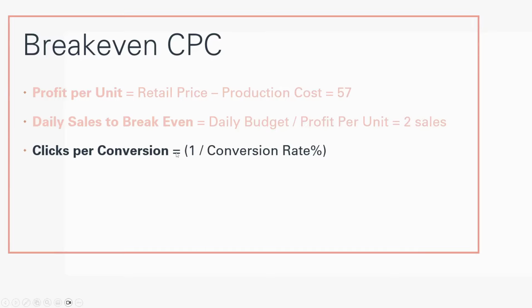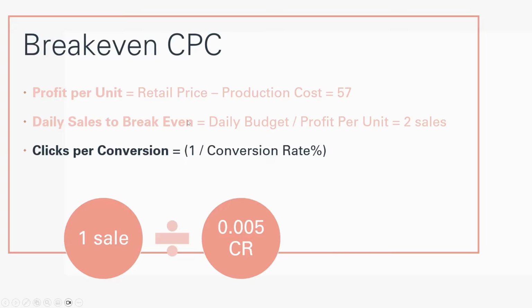Remember, the formula was one sale divided by our 0.005, because it was a 0.5% conversion rate, and that would equal 200 clicks per conversion. What does this mean? It means that we need 200 clicks to get one sale with the metrics that we've just discussed so far.